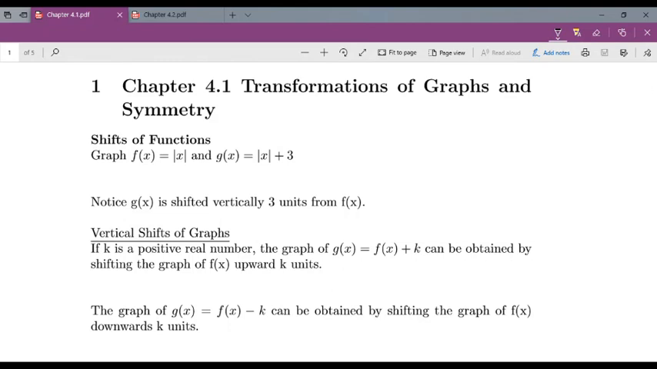Alright class, today we're going to look at chapter 4.1, the transformations of graphs and symmetry. So, first thing we're going to look at is the shift of functions. The first thing we need to do is graph this function f of x equals the absolute value of x. Okay, so I'm just going to do a quick hand sketch over here of this graph.